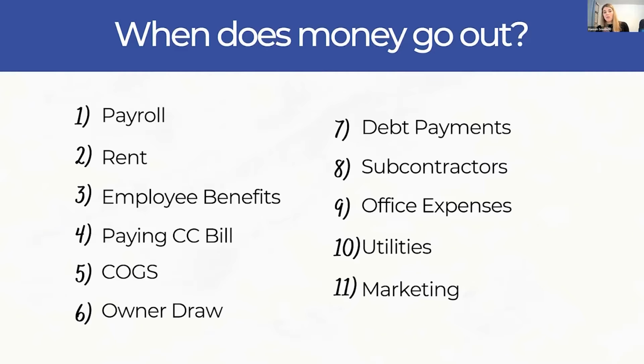If you have rent, if you have employee benefits, those are sometimes timed differently from payroll, because like a 401k would happen at the end of the month, beginning of the next month. When are your credit cards being paid? Cost of goods sold. We've got a couple product businesses over here, and those product businesses are going to have big chunks of money they're going to have to pay for their product. That's cost of goods sold.